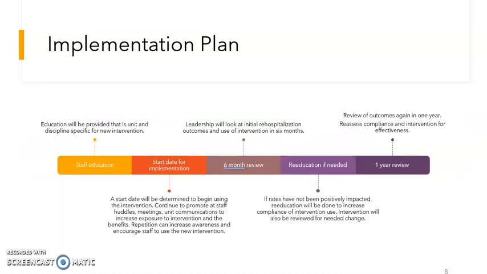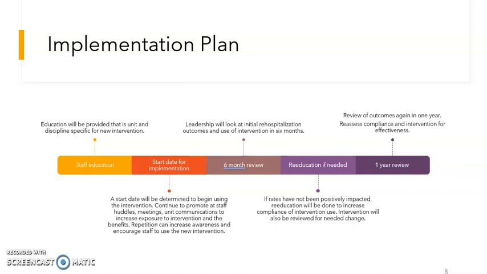Our last slide is our implementation plan. It begins with staff education, where education will be provided that is unit and discipline specific for that new intervention. A start date will be determined to begin using that intervention. Continue to promote at staff huddles, meetings, unit communications to increase exposure to the intervention and the benefits. Repetition can increase awareness and encourage staff to use the new intervention.